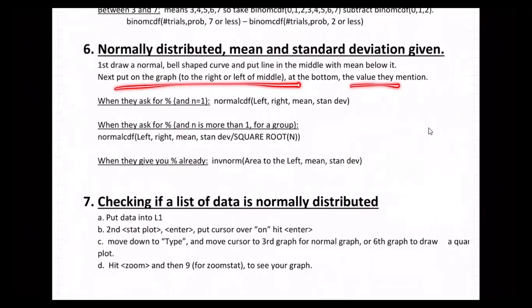And put the line in the middle. Next, put on the graph, to the right or the left of the middle, at the bottom, the value they mention. The value they mention. Put it on the graph. See that at the bottom? The value they mention. Oh, okay.